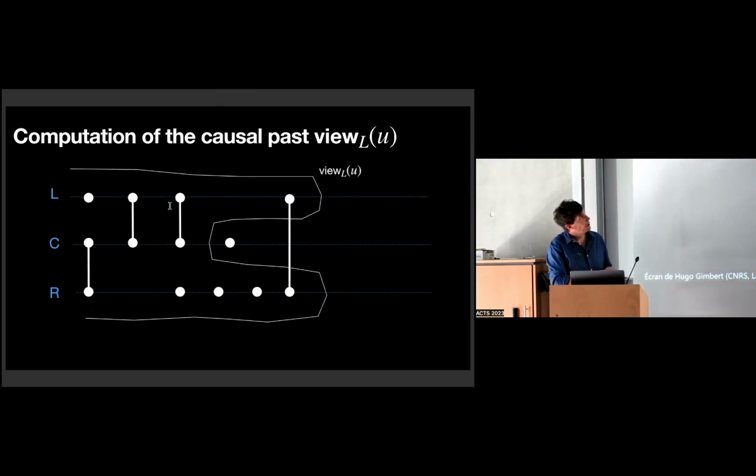Just another example. Again, we will compute the view of L, the first one. So here we will take the last action, which synchronizes L and R, but not this one. So you see, sometimes causal view is not convex. It's a joke, but you could move this here. It would be the same trace. Somehow it will become convex again.